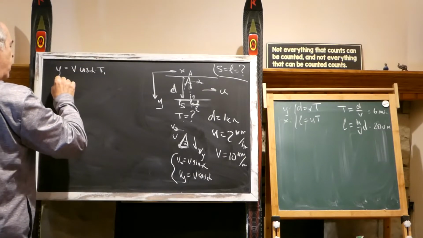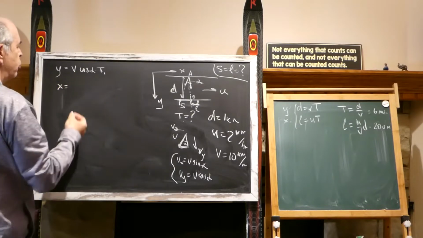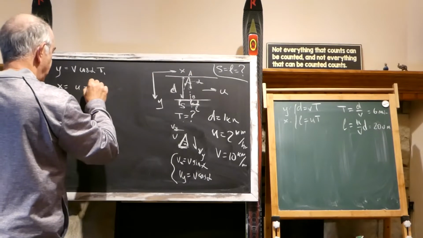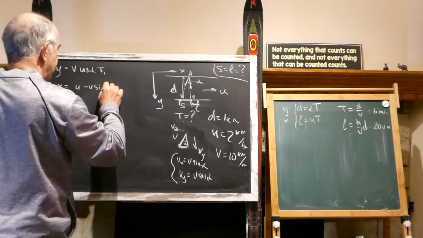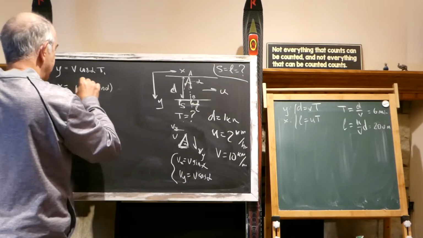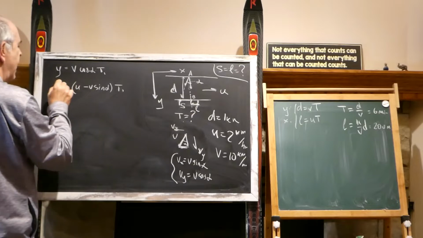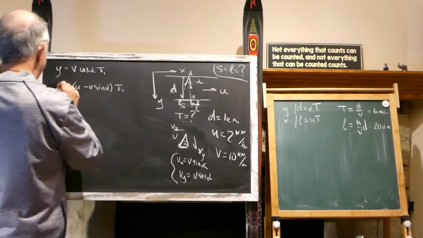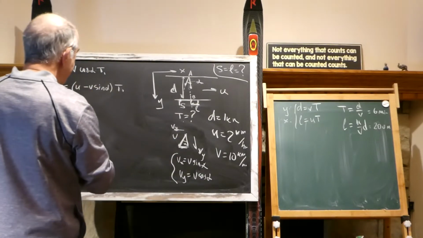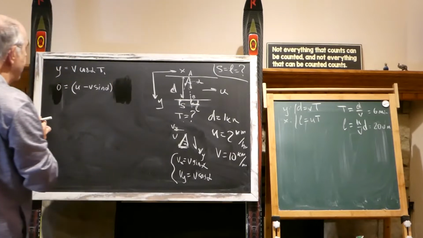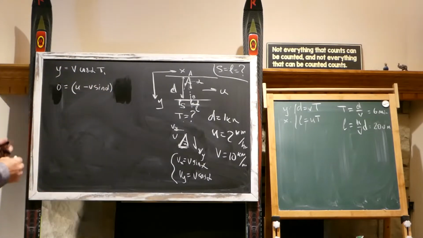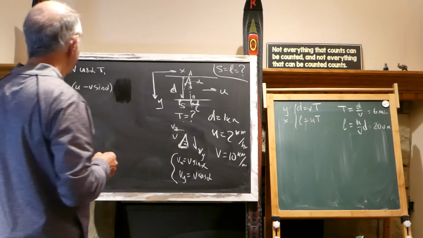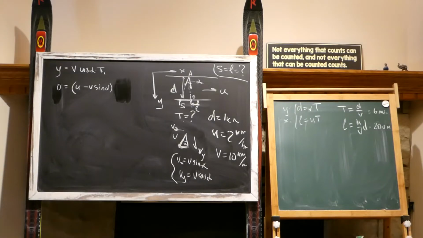And what about x? For x, there are two speeds: one speed is u and another speed is minus v sine alpha, multiplied by t1, and obviously x has to be 0. We should not be moving at all in this direction. So we can straight away forget about this time and say that u minus v sine alpha equals 0, right?